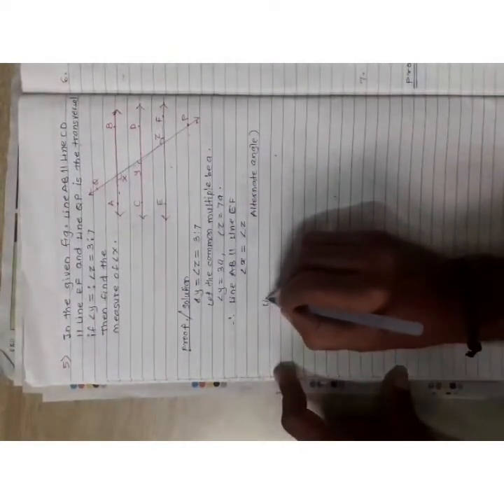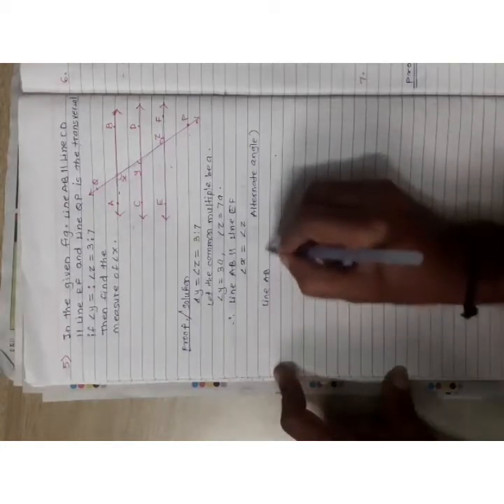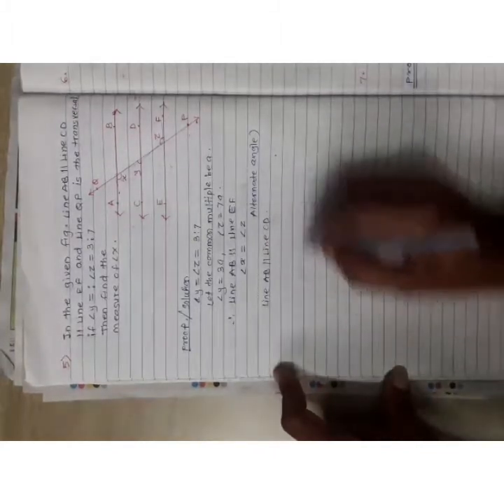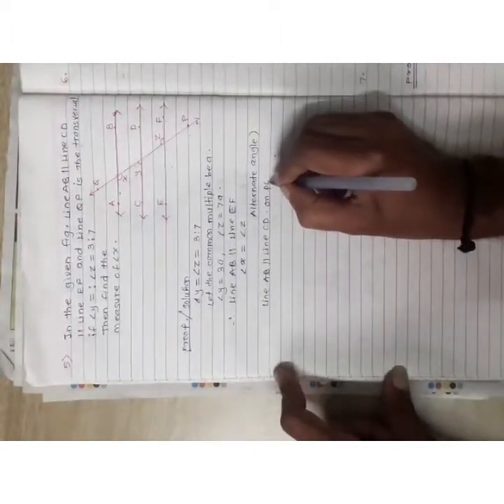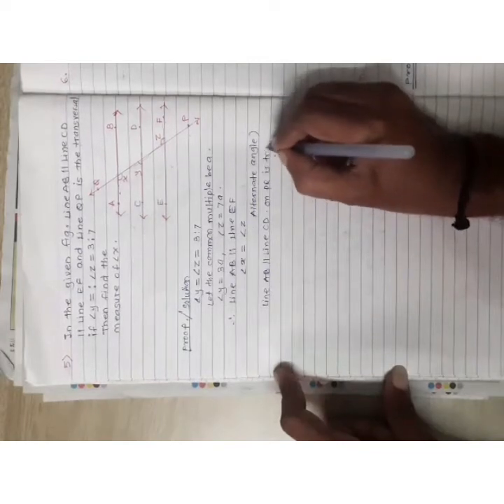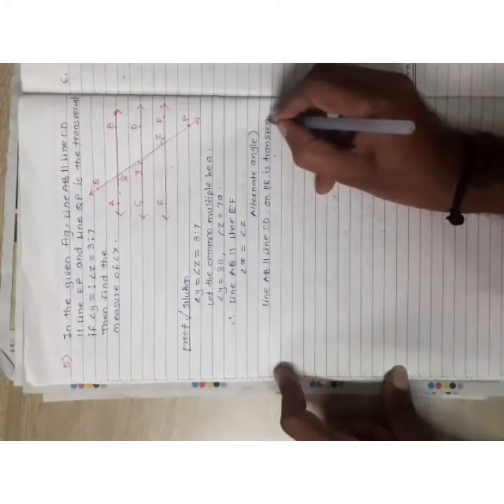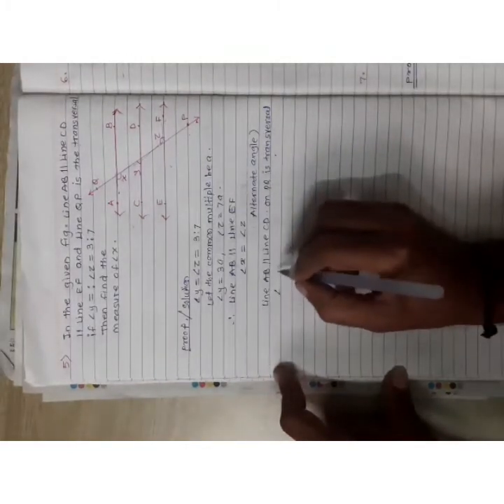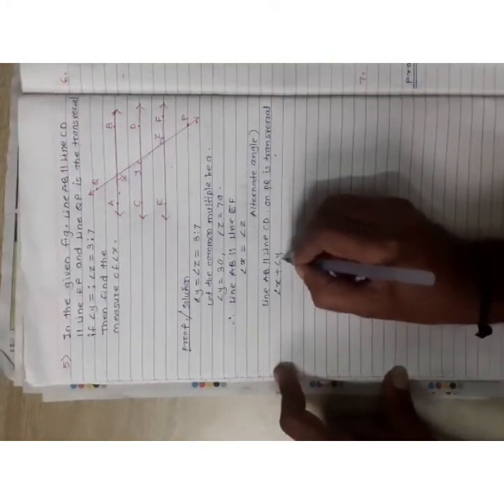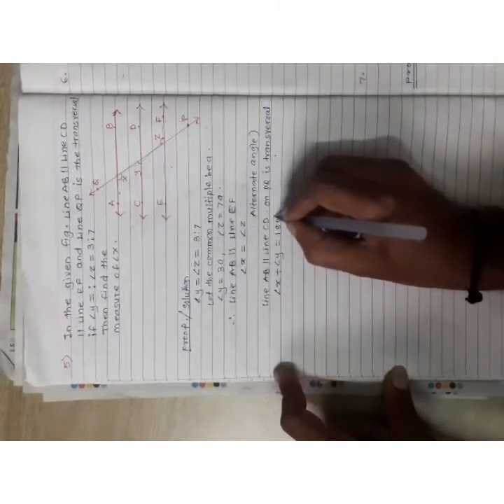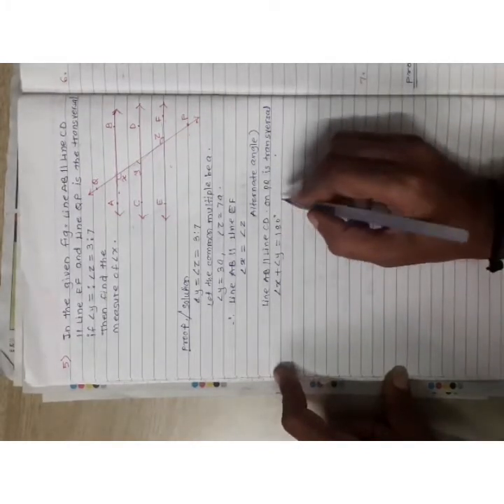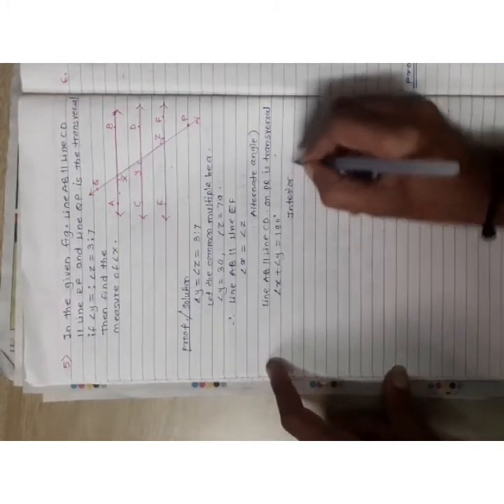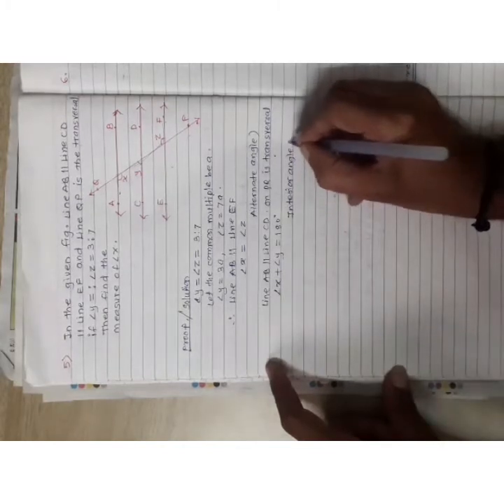Line AB is parallel to line CD, and PQ is a transversal. Angle X plus angle Y is equal to 180 degrees, because they are interior angles. This is the theorem.